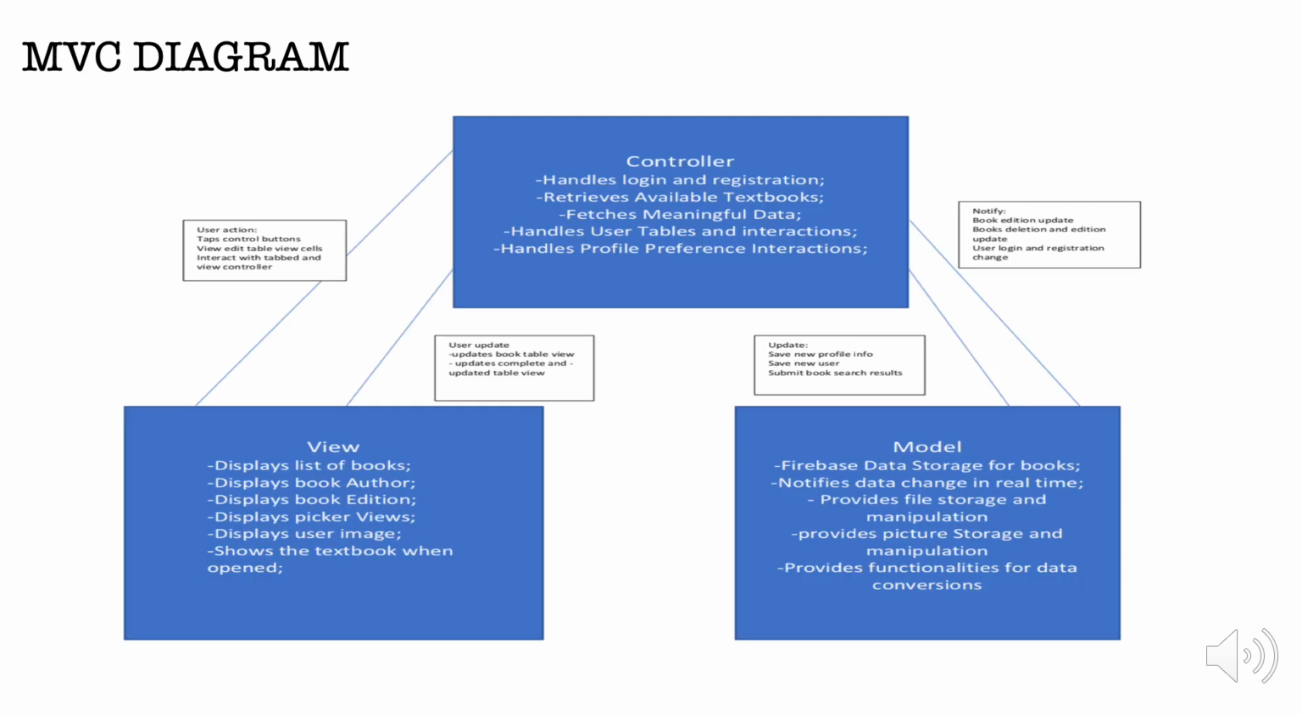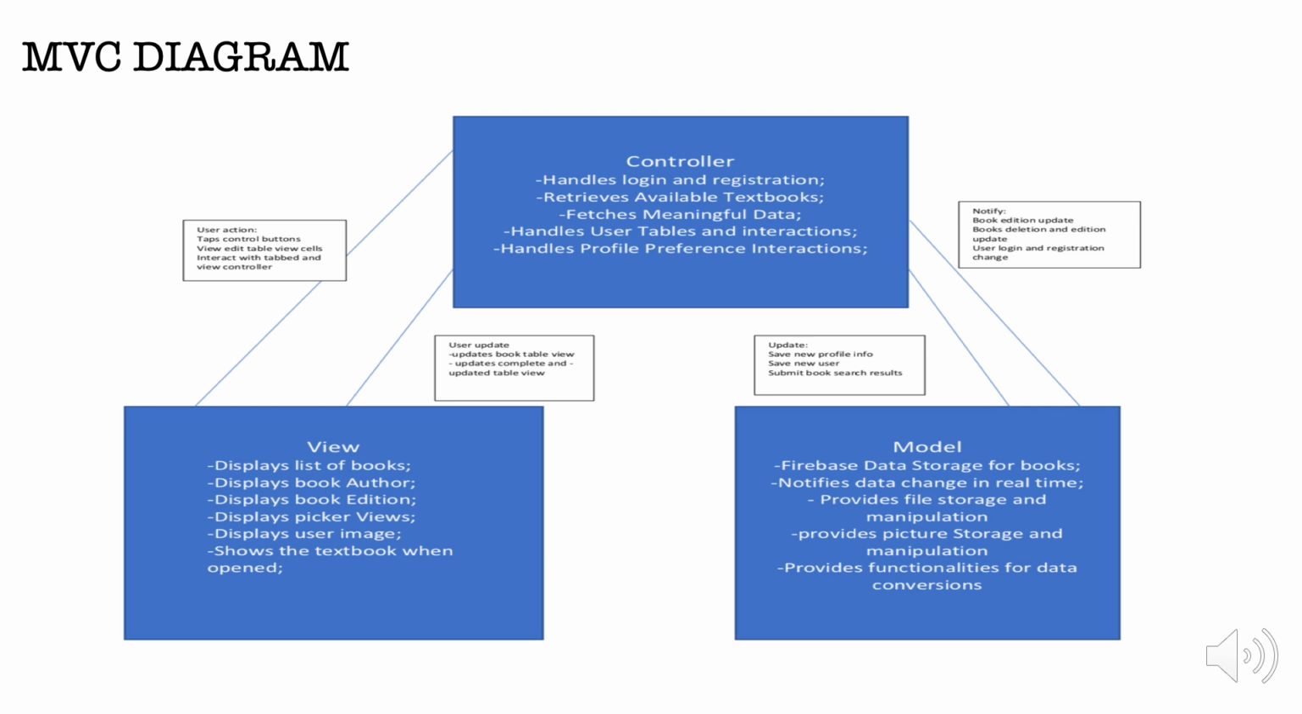Now we move on to the MVC diagram. This is the MVC diagram that I implemented. Okay, controller. The controller handles the login and registration. It retrieves available textbooks, fetches meaningful data, and handles user tables and interactions. It also handles preference and profile preference and interactions.